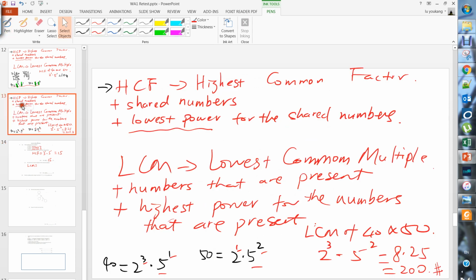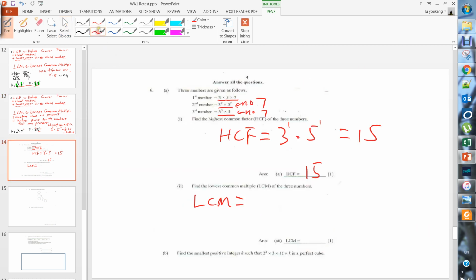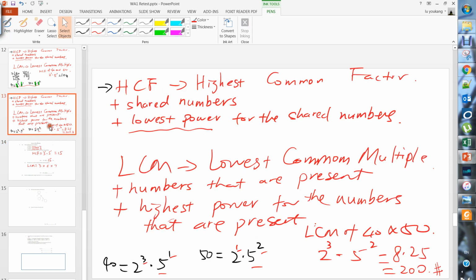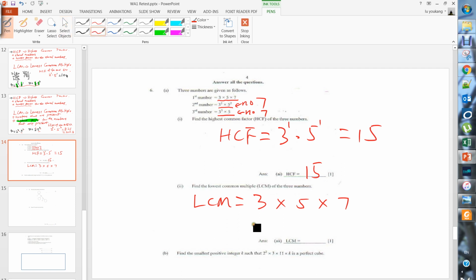Now for LCM. LCM is what? If you refer to this, once again, it is numbers that are present and the highest power for the numbers that are present. Very simple, just write down whatever you see once first. So you have 3, 5, 7, so it's 3 times 5 times 7. Then choose the highest power. For LCM, you need to choose the highest power, so please remember it.